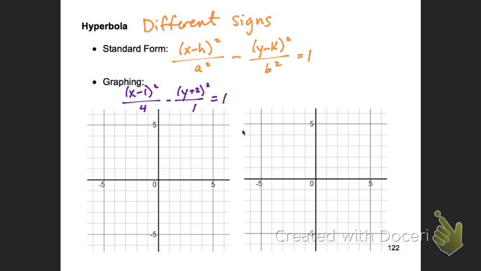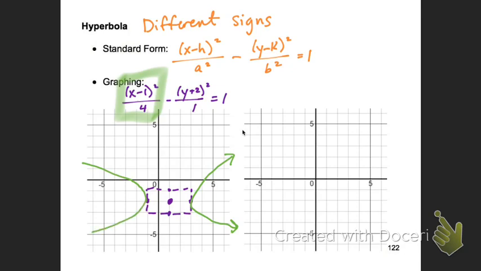Then where would my center be? 1, negative 2. How many would I go left, right? 2. Okay. How many would I go up, down? 1. So instead of connecting the dots and making an ellipse, what actually happens is we create this dashed rectangle. And our hyperbola is horizontal. So that means that it goes left and right. And we draw it like 2 U's.